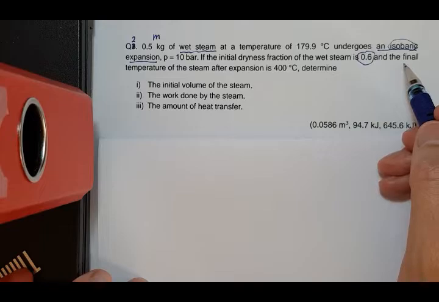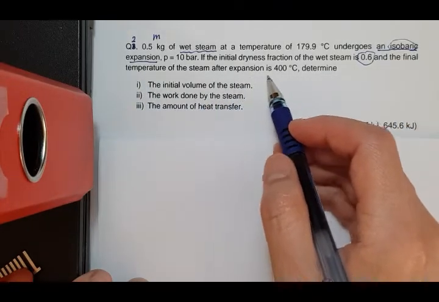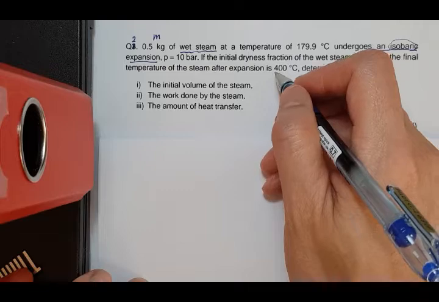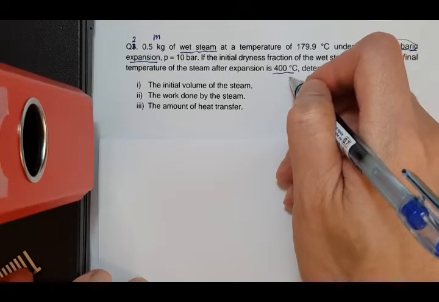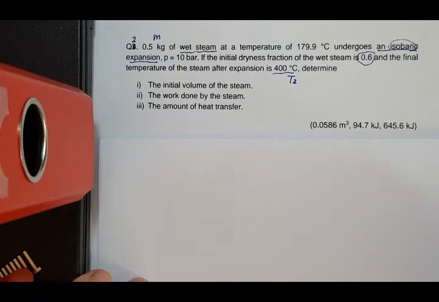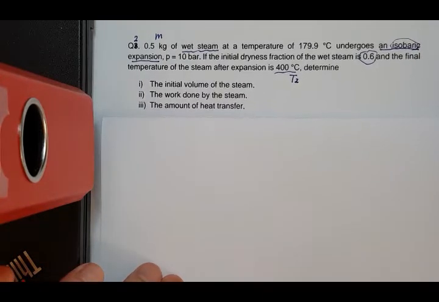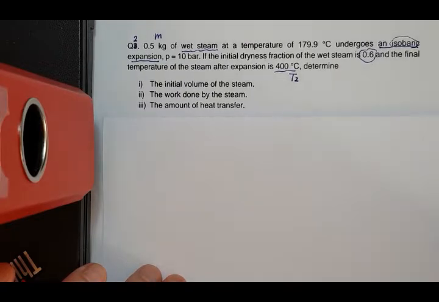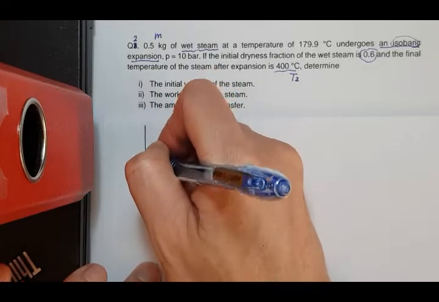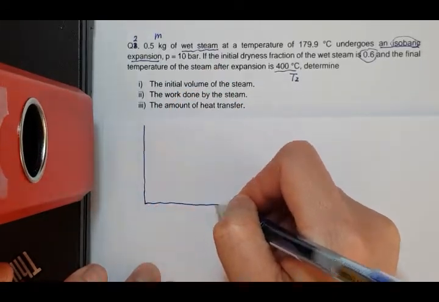Then the final temperature of that steam after expansion is 400. So this is the temperature after the expansion, T2 here. First of all, I'm going to plot this process schematically on a T-v diagram, so you can better understand what the process looks like. We can also identify the phases of the water at the initial point and at the end point.